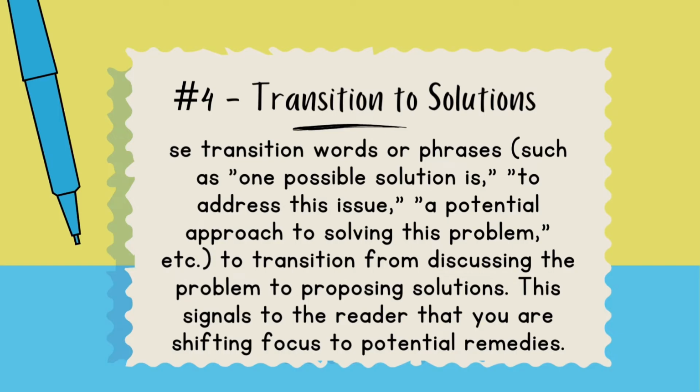So you can use transitional words to transition smoothly, kumbaga parang mag-transition ka from the problem into giving solution. All right, so the transition from discussing the problem to proposing possible solution. This signals to the reader that you are shifting focus to potential remedies and you are done expounding on your problem, and you are now ready to give possible solution or remedies to the problem.